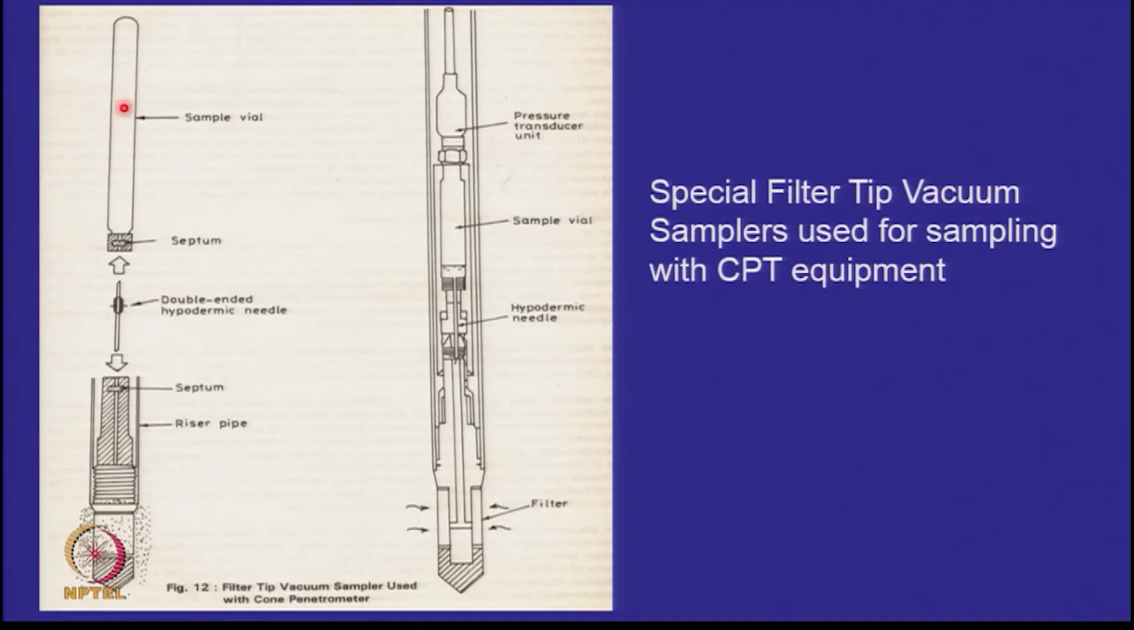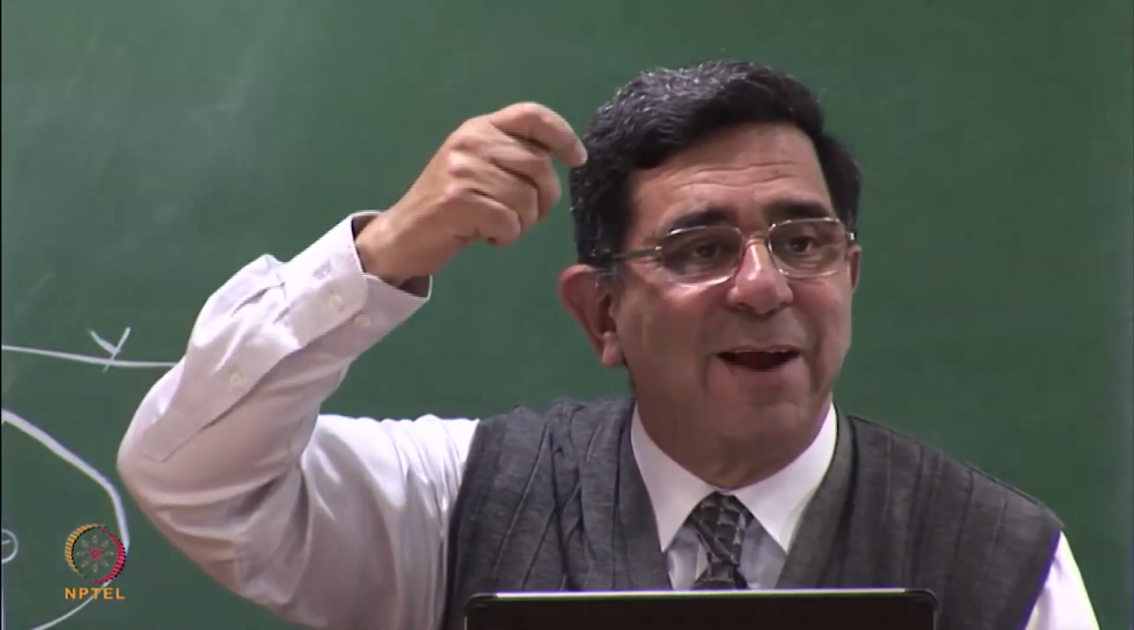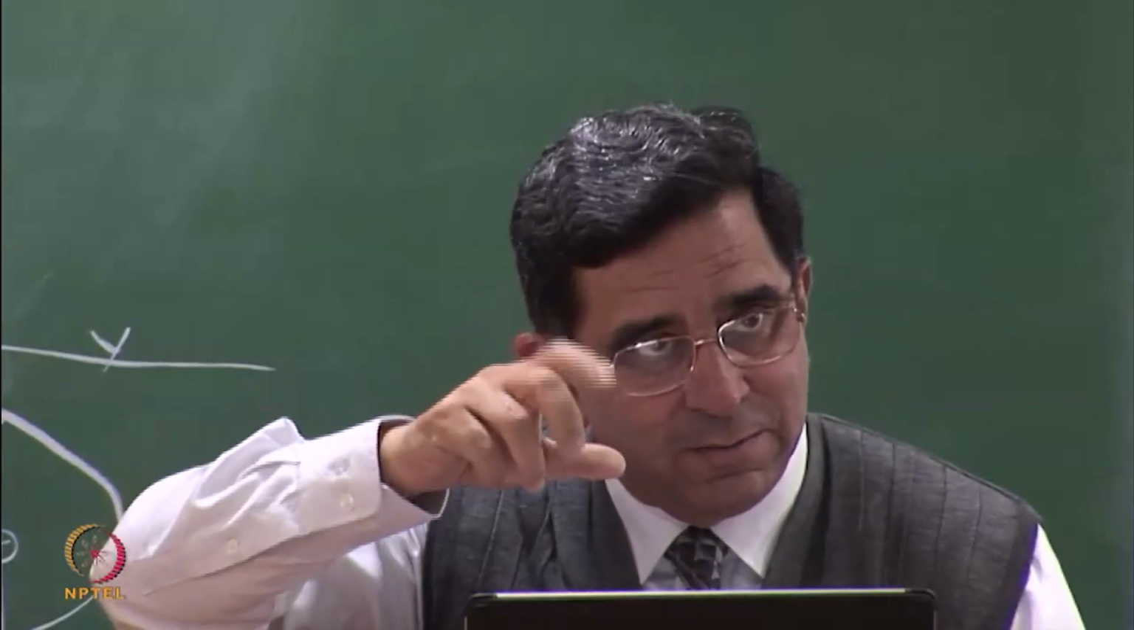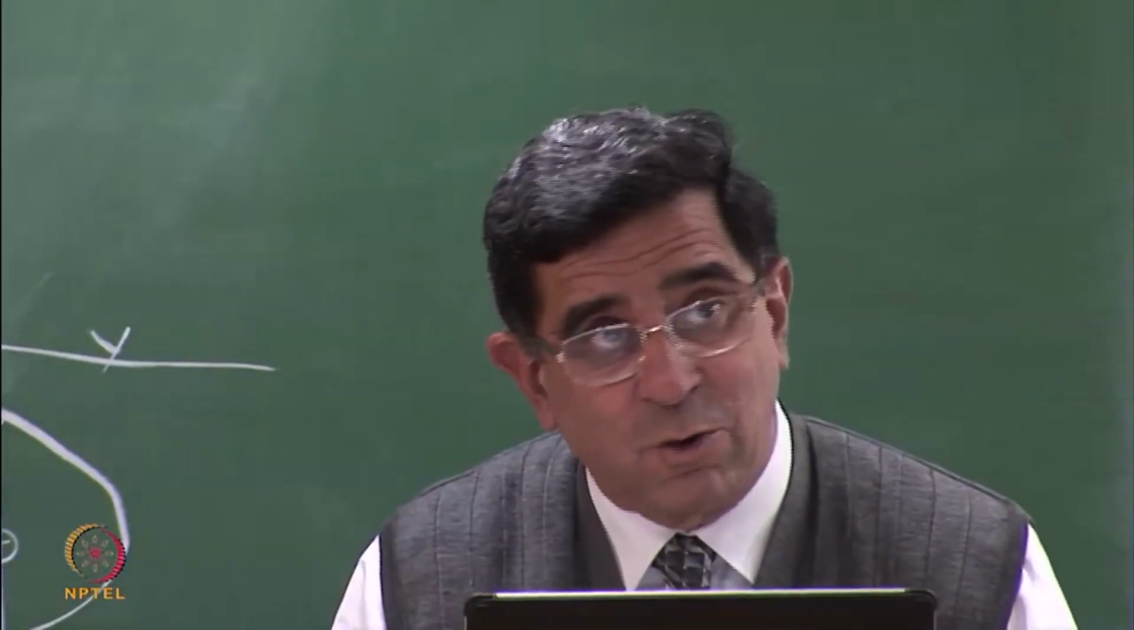This vacuum will get transferred to this filter tip. And what will come in? Whatever water is here will get sucked into this vial. And here is the water coming in. And when you are finished, just pick up the thing. The lower septum will get sealed and the upper vacuum vial will be full of water and it will also become sealed. Suppose you are sampling in the vadose zone, what will come in?